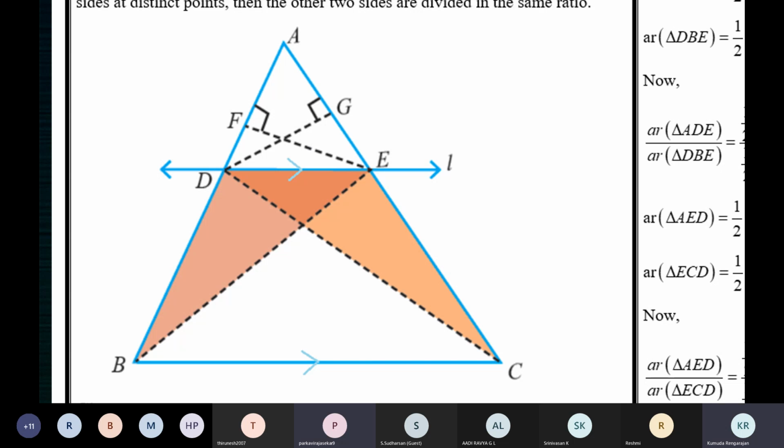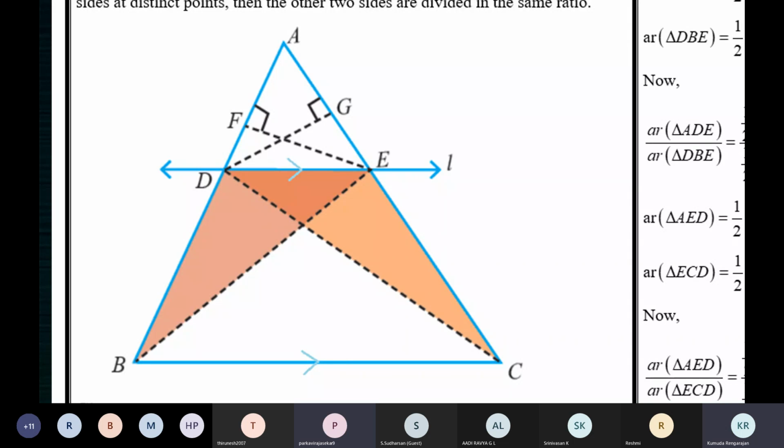Very good, Parkavi. Yes, so these four things we have to do. We have to join BE, join CD, draw EF perpendicular to AB and DG perpendicular to AC. Which are the triangles whose areas we have to find?